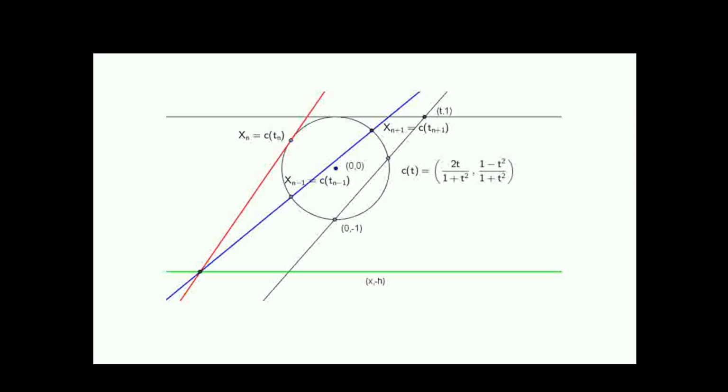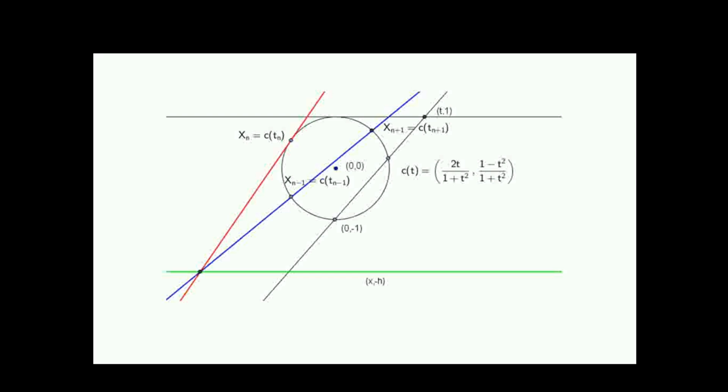So how does this help us with our problem? Well, basically, we can find values of t according to this equation, which tell us what our points are. So we can find a Tn such that xn is equal to c of Tn, and so forth. And by doing a bit of geometry, we can work out what t of n plus 1 is in terms of the subsequent two parameters, Tn and Tn minus 1, and also the height h that the centre of the circle is above the ground.